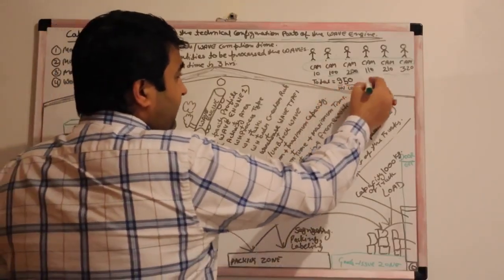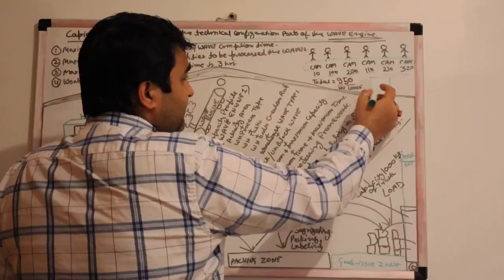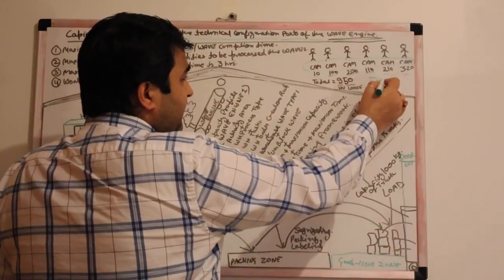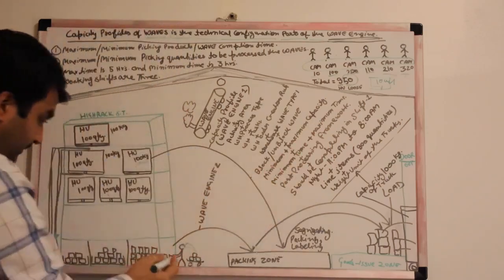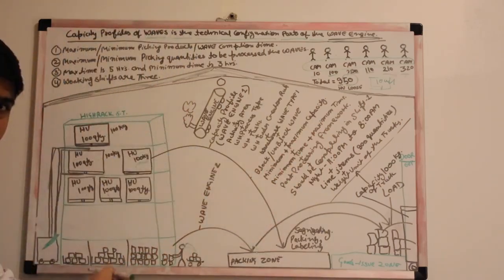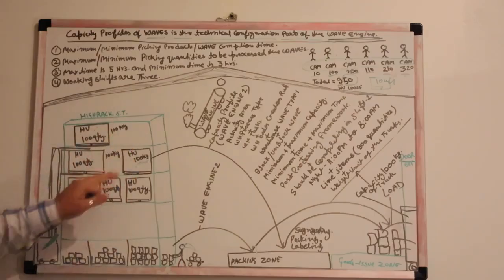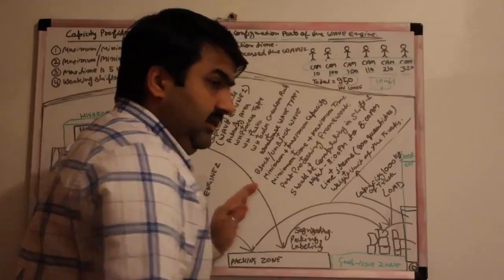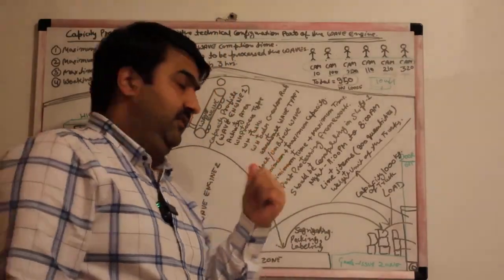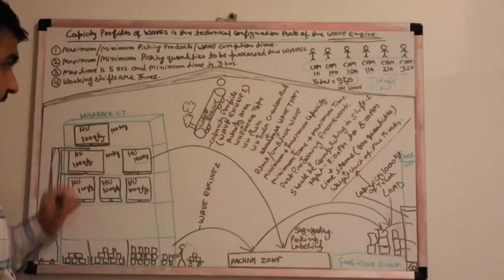So 950, and we know in our hierarchy storage type, each HU contains 100 quantity only. So 9 HU plus 50 loose we pick. Loose we pick from the level 1, here we can see downside. And from the reserve area we will pick the handling unit.